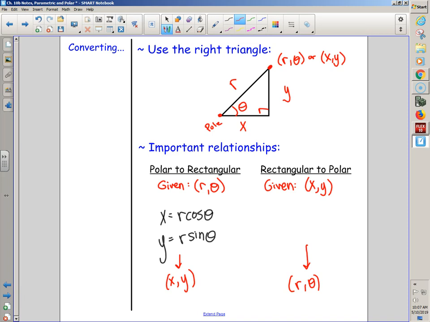Nothing to worry about. This one, can I just say, is a little bit trickier. But let me show you the formulas first. The r is actually super easy because the r says, isn't he the hypotenuse? So can't we just do x squared plus y squared and then square root both sides?